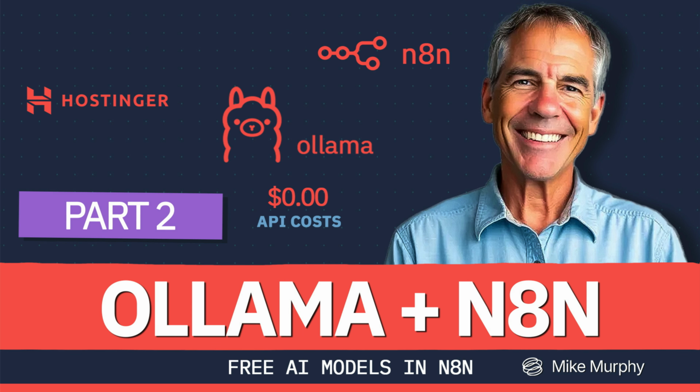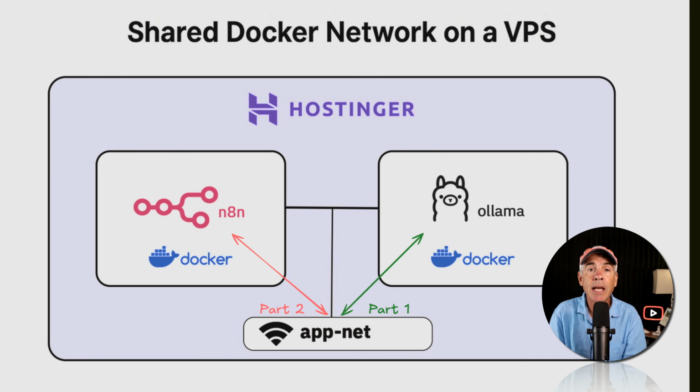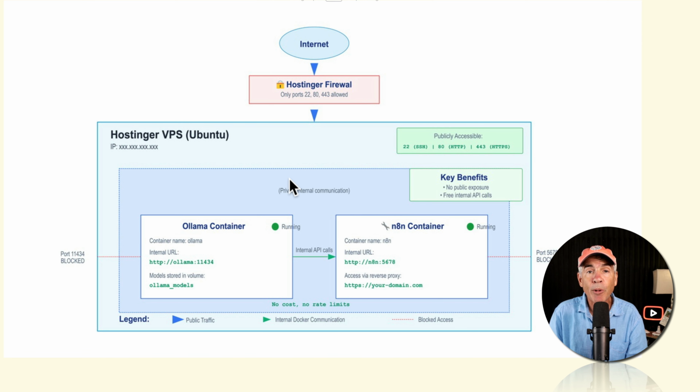In part 1, I showed you how to install Ollama in a Docker container on your Hostinger virtual private server. I also showed you how to create a shared network so all of your Docker containers could talk to each other on the VPS. My name is Mike Murphy, and in this part 2 tutorial, I'm going to show you how to connect n8n to the shared network so n8n and Ollama can talk to each other.